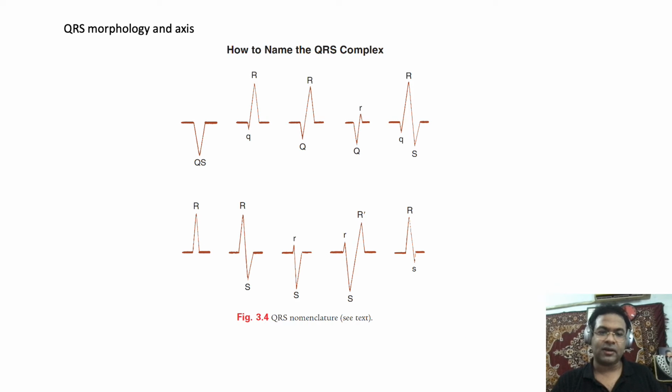Now we look at the QRS. We have dealt with P, we have dealt with PR. Now we are looking at the ventricular depolarization. Before we look at the ventricular depolarization, how to name a QRS?